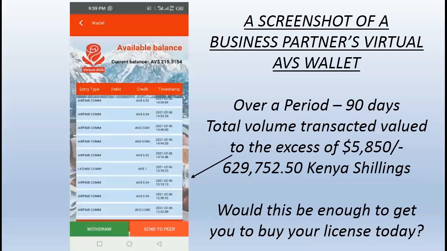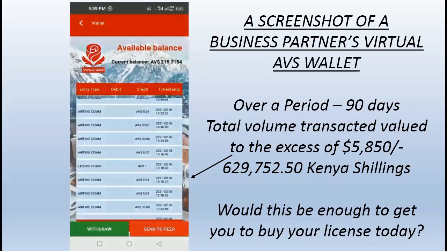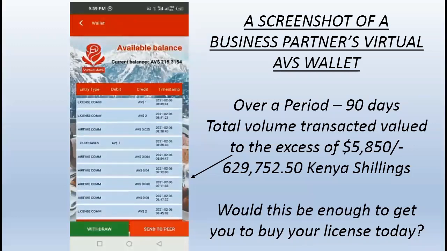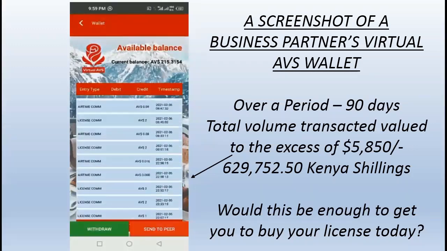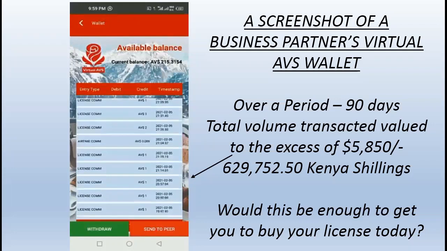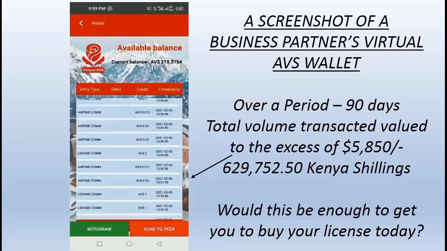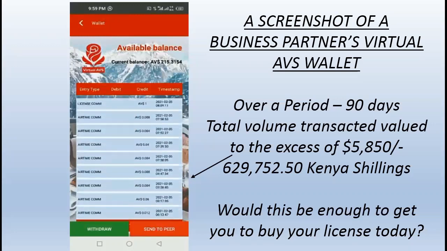This is, for example, what was generated in a period of about 90 days. The total volume transacted, as you can see there, was about $5,000 in this account, earning you income that comes up to about 600,000 Kenya shillings. That's what I translated it to in my local currency. So buy the license, buy airtime, and you're done. You start getting access to these funds that you can withdraw or send to your peer in case you want to share those dollars.